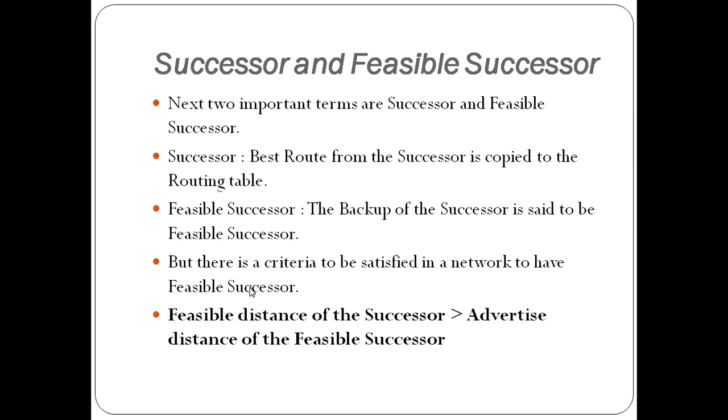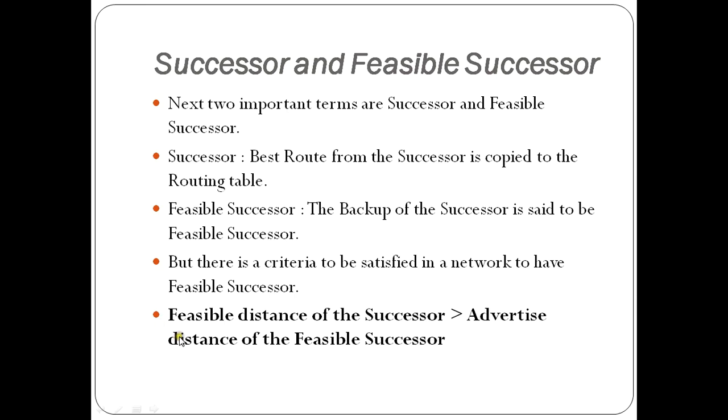Next is successor and feasible successor. What is a successor? A successor is nothing but the best route to reach a particular destination. And a feasible successor is a backup of the successor. But not all EIGRP networks can have a feasible successor. There is a certain criteria in order for a network to have a feasible successor.